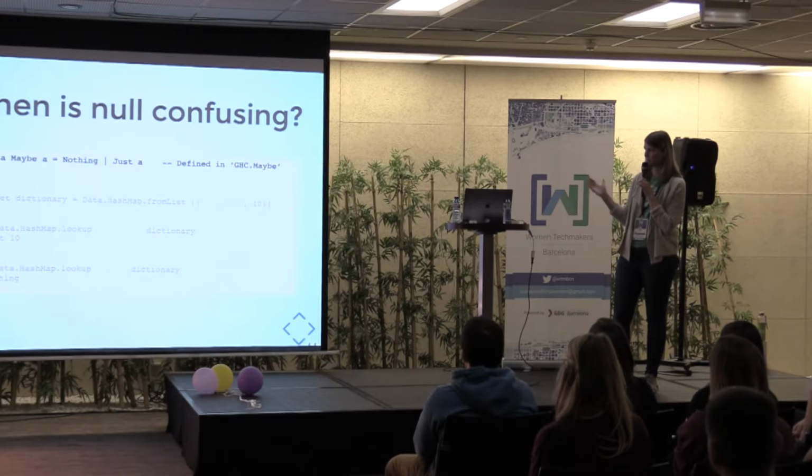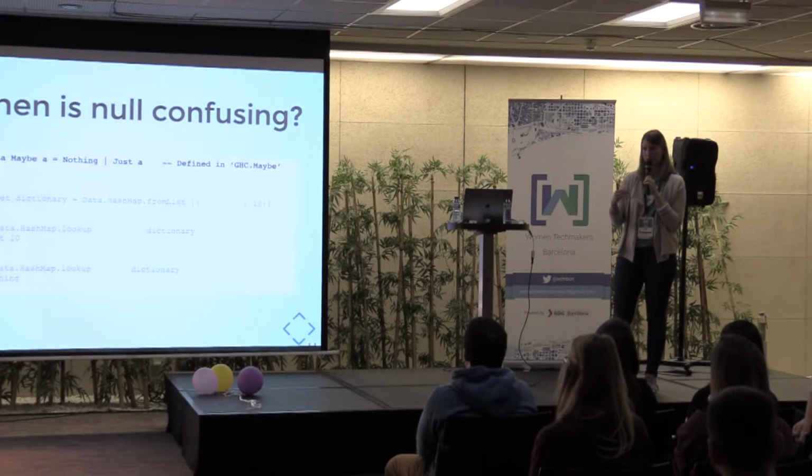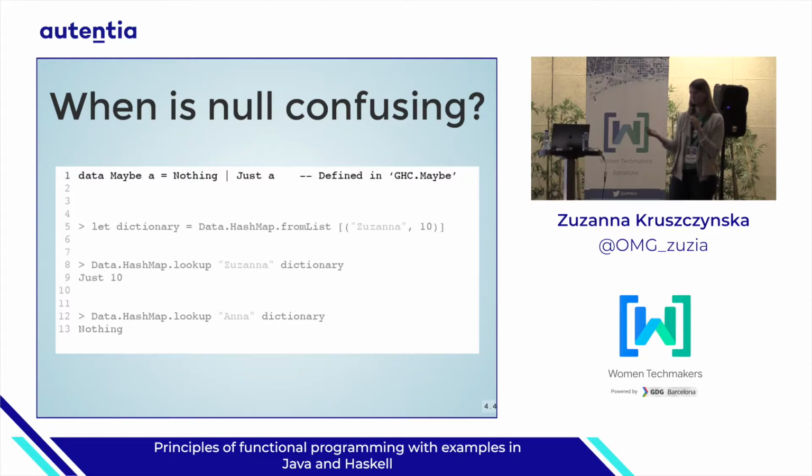Then the second constructor is Just A, which takes a parameter of the type that the Maybe is the type of. So if you have a Maybe String, you can instantiate it as Just "hello", for example. And that means that it's an object of type Maybe String with the value Just "hello".